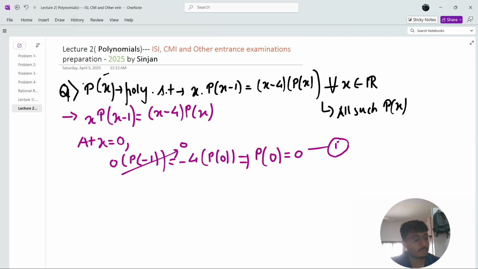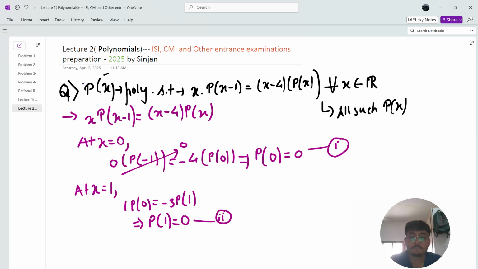Now, at x equals 1, what do we have? 1 into P(0) is basically 1 minus 4, that is minus 3, into P(1). P(0) is 0. So here what am I getting? My P(1) is again 0.